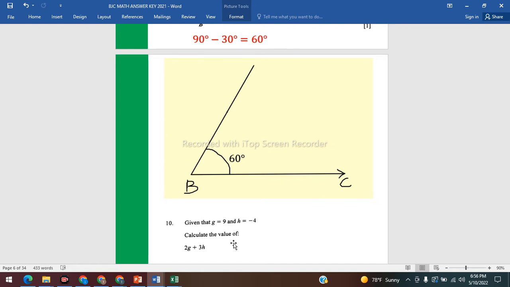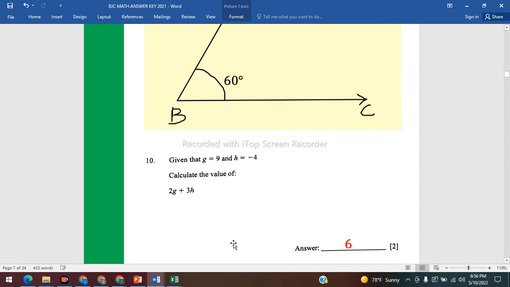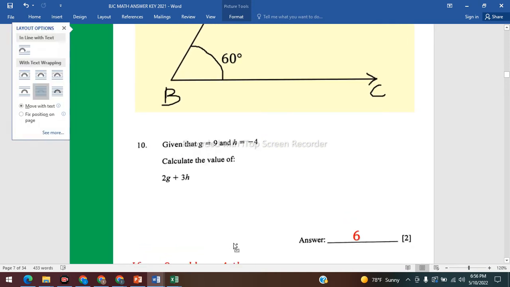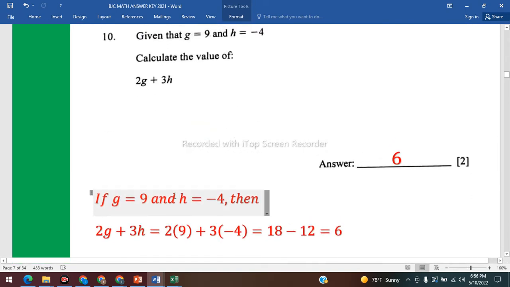All right, let's go. Let's substitute. So all of this is substitution. The answer is 6. How did we get 6? We know that G is 9, H is -4. So we just put 9 where we see G, and -4 where we see H.